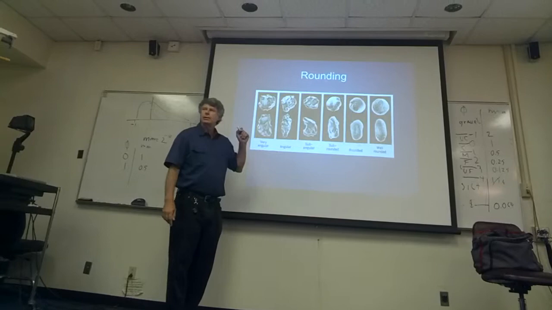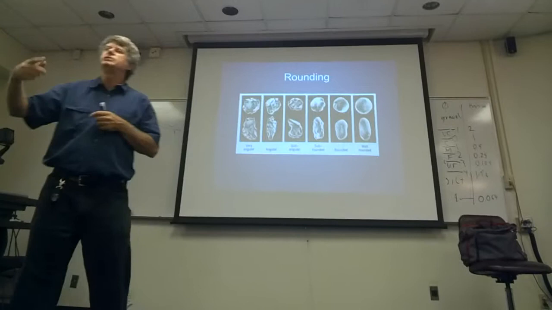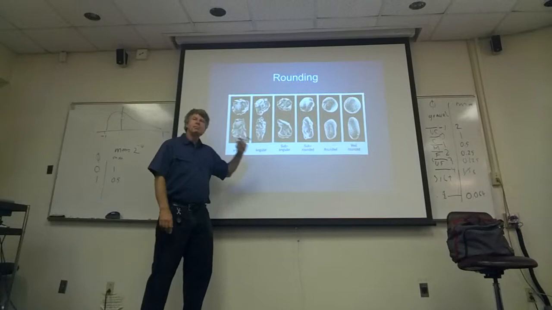Speed of travel. It gives us distance of transport. Yeah, it gives us how long and how far this stuff has been moved. It doesn't have to be in a straight line. It could be right next to where it came from, where it was eroded. Let's say you're on a beach.